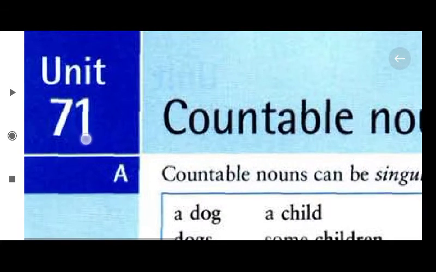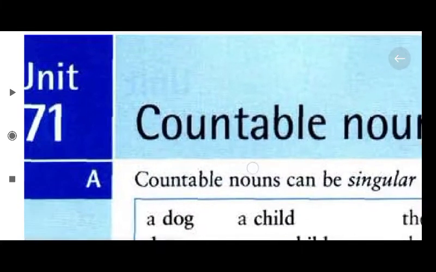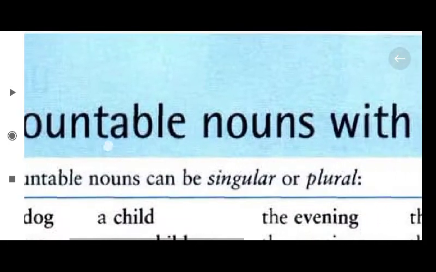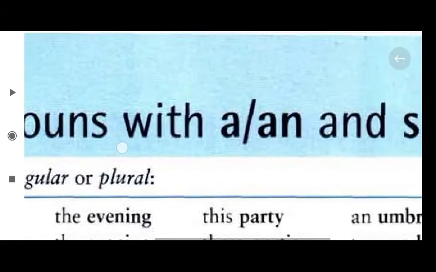Today we have Unit 71. This unit is about countable nouns with a, an, and some.